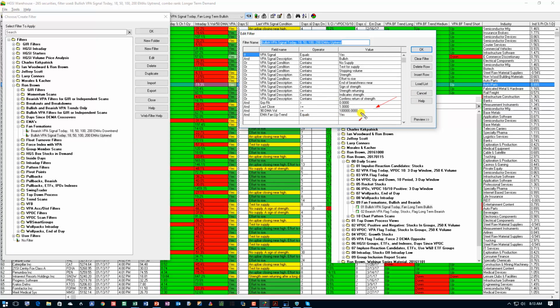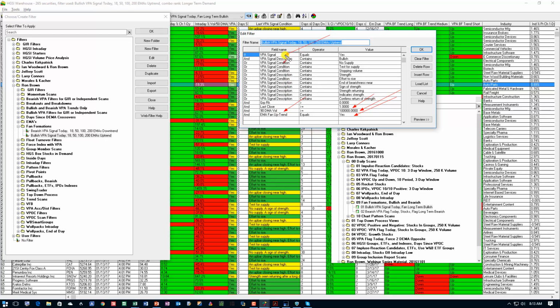The requirements are that the EPA fan trend has to be up. Now this is a new field which was just put in to HGSI at my request, and the moving averages have to be stacked with the 18 on top, then the 50, then the 100, and then the 200. The volume minimum requirement is only 100,000 shares based upon the 90-day moving average volume. Why 90 days? Because all the VPA flags are calculated upon what's happening with the 90-day average. $1 and above stocks, I put cheap stocks in here too, because sometimes they go on to become big winners.